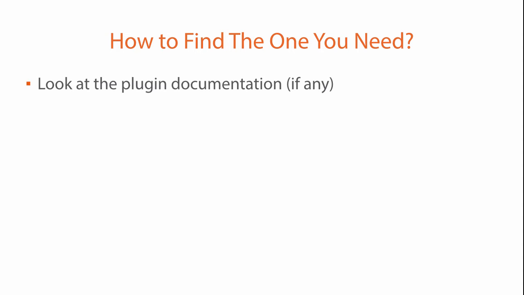So with all these results in just one plugin that we took as an example, how do we find the one that we need? You can look at the plugin documentation, if any. A lot of plugins don't come with any. You can look at the code itself. Depending on how well organized it is, you might be able to find what you need just by looking at the structure and the code itself.